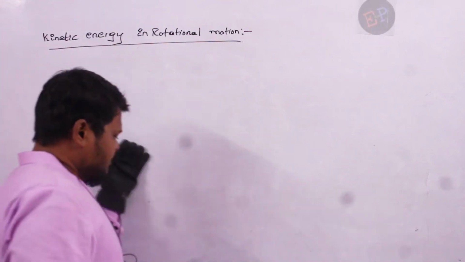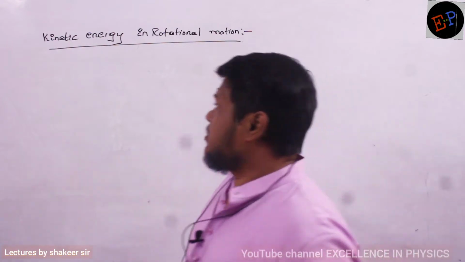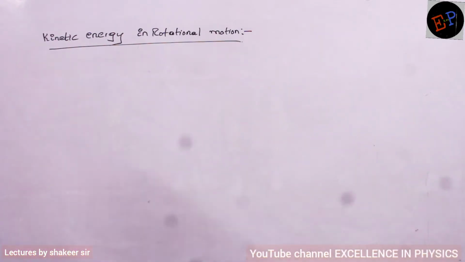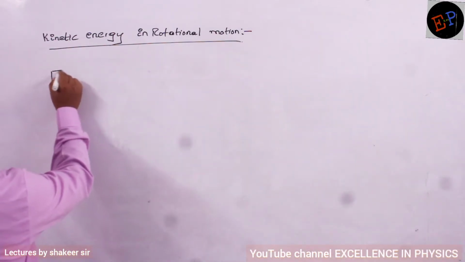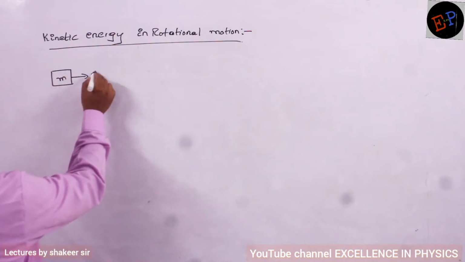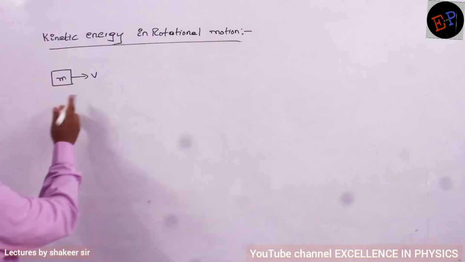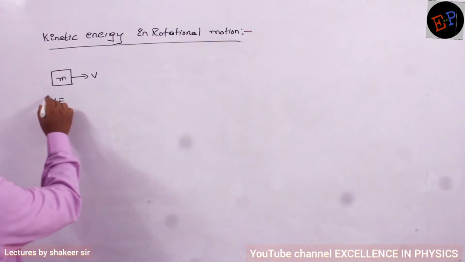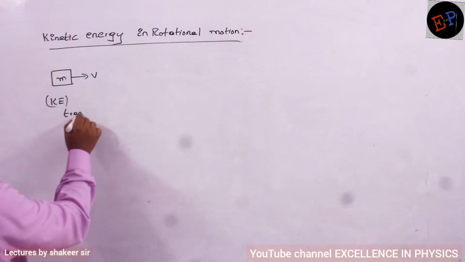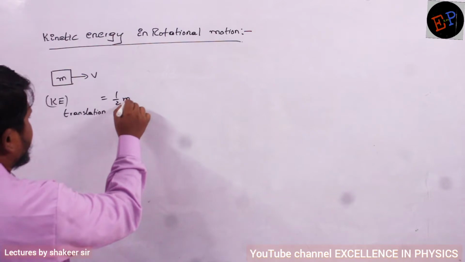So the next concept we are studying is kinetic energy in rotational motion. See here, for example, this is a body of mass m and it is moving with a velocity of v. Then what will be its kinetic energy? The kinetic energy of translation is half mv square.